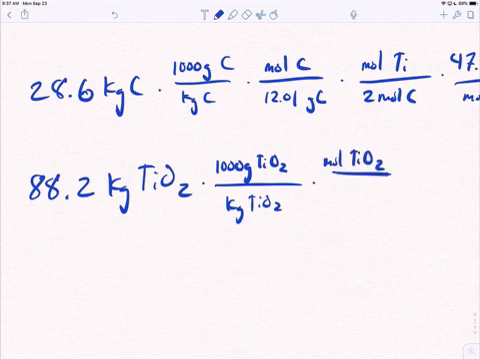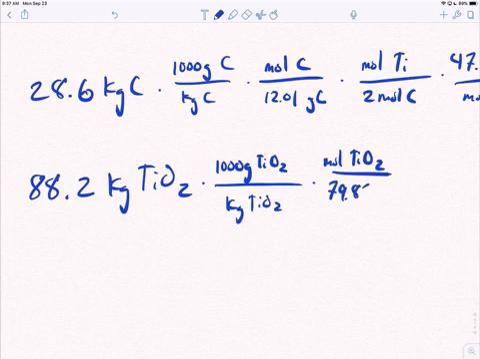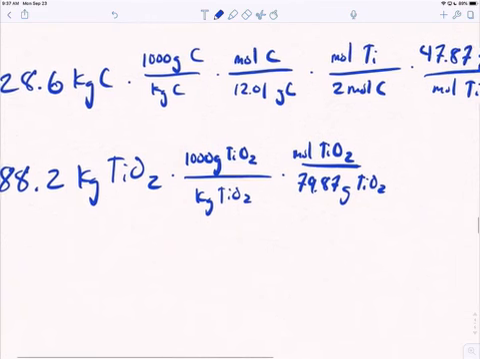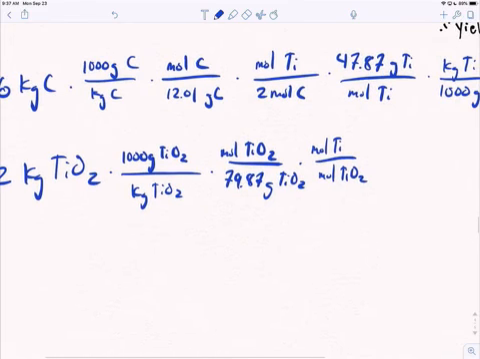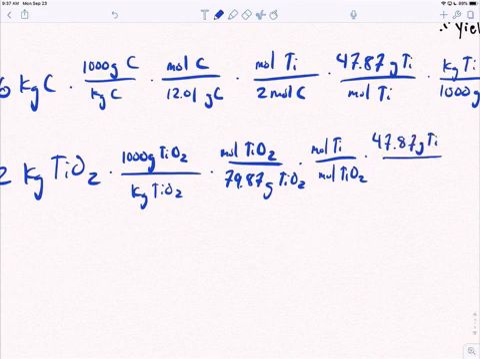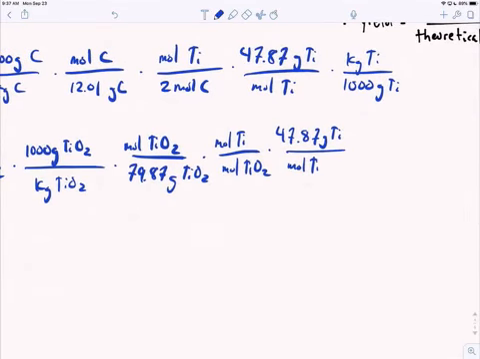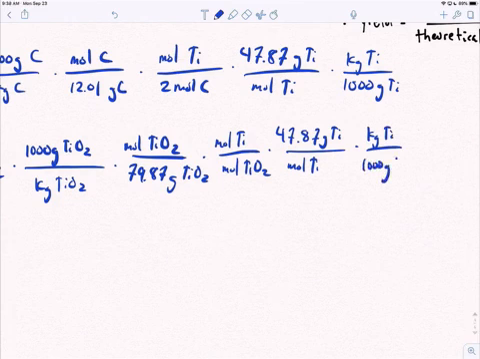Mole titanium dioxide to 79.87 grams titanium dioxide. And that step is titanium plus 2 times oxygen. Oxygen is 16, so 47.87 plus 16 times 2. And then we have mole titanium to mole titanium dioxide, and then 47.87 grams titanium to mole titanium, and then kilogram titanium to 1,000 grams titanium.